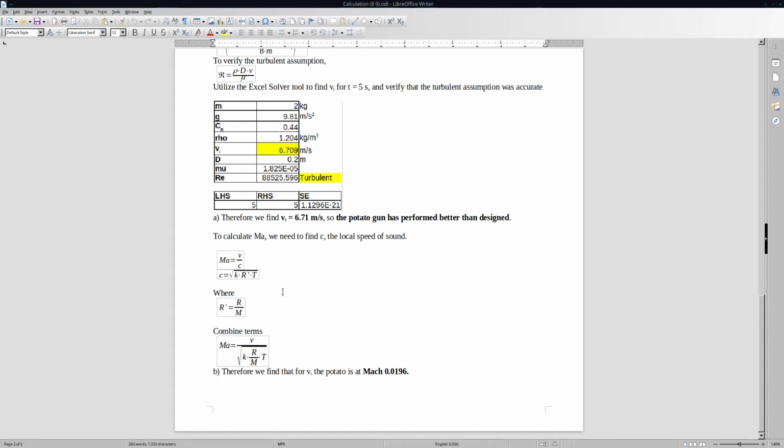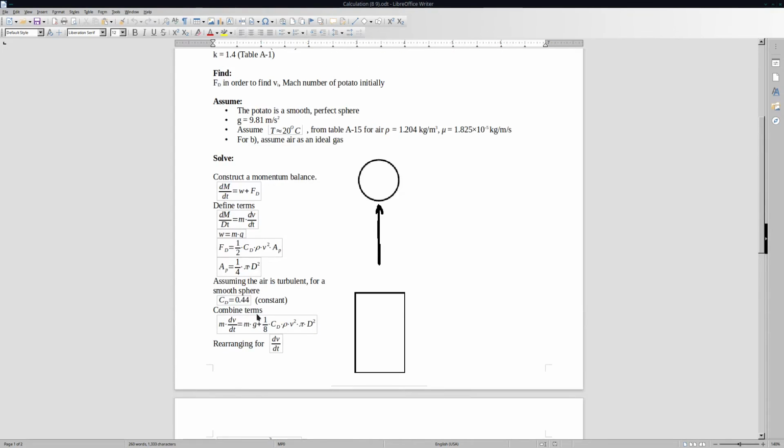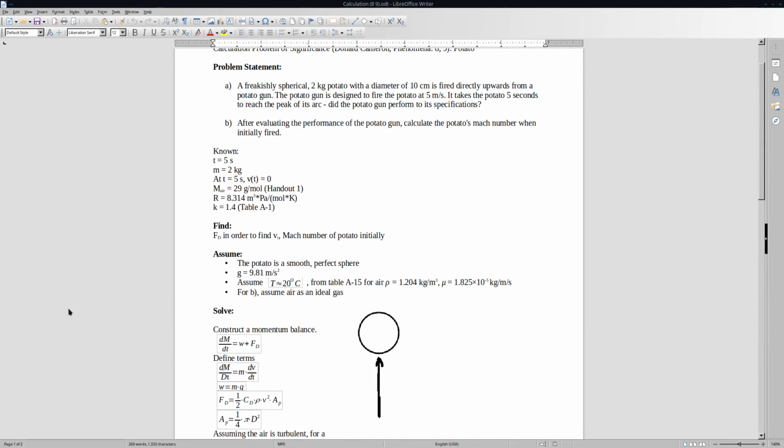find c, the local speed of sound, which is equivalent to the square root of k times R times T. And we defined these properties here, and we had k from a handout that defines Cp over Cv up here.